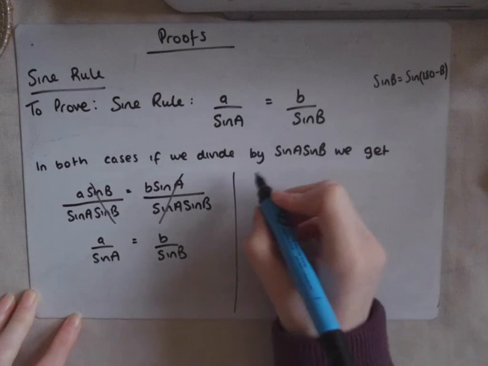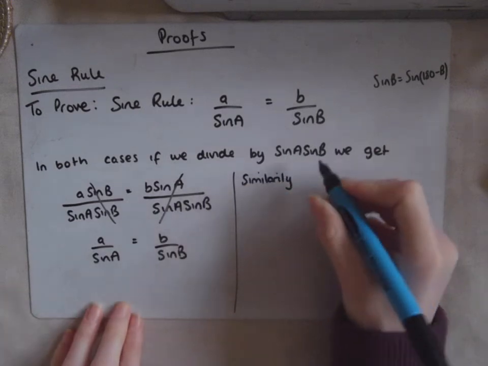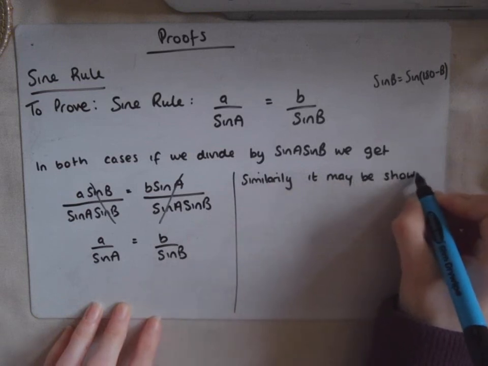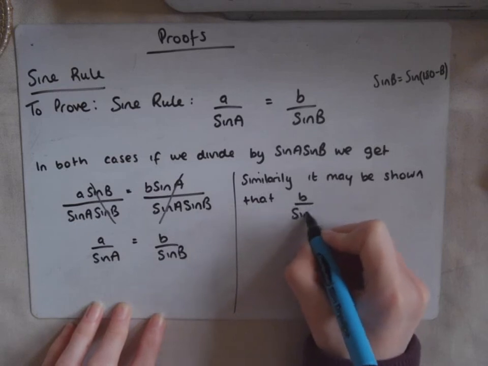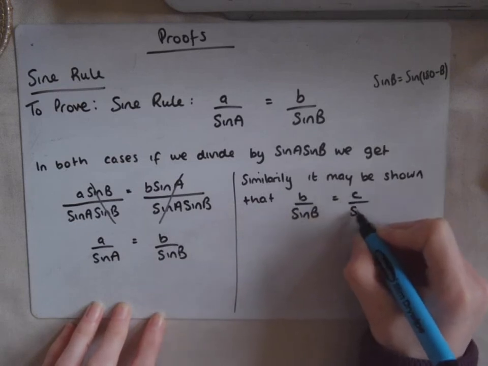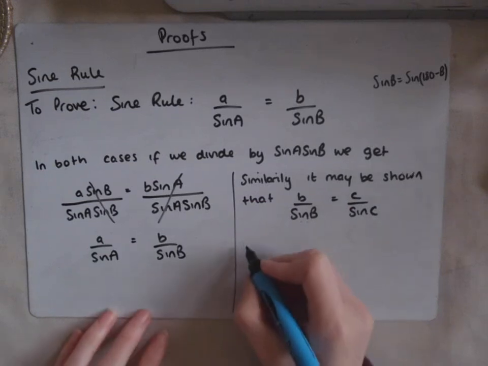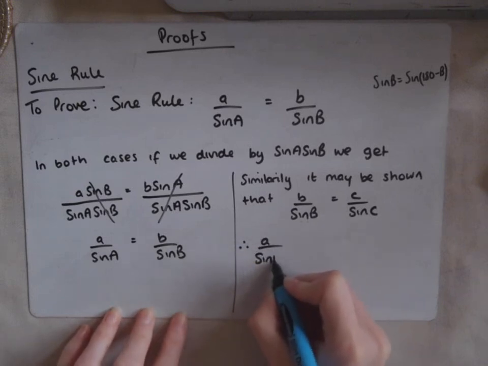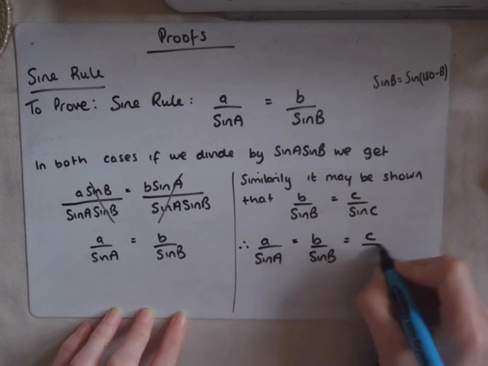Underneath that, you just write: similarly, it may be shown that b over sine B equals c over sine C. Therefore, a over sine A equals b over sine B equals c over sine C.